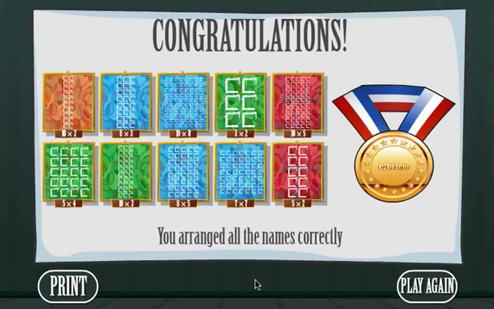Anyway, this is a fun game. It's a quick way to help kids conceptualize addition, subtraction, or multiplication.